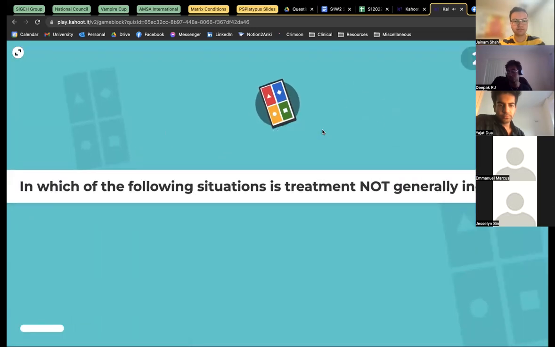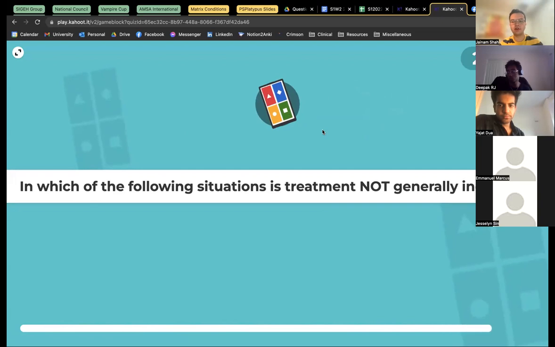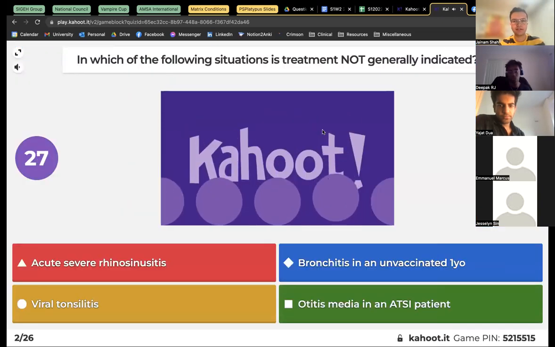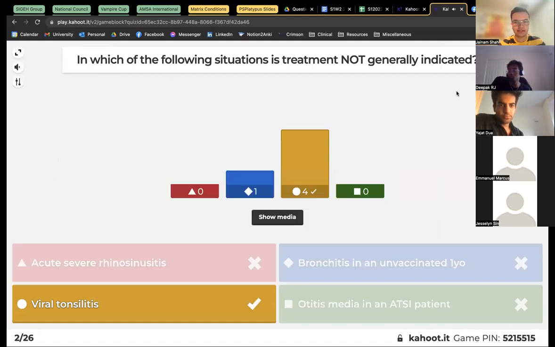All right, next question. In which of the following situations is treatment not generally indicated? Acute severe rhinosinusitis, bronchitis in an unvaccinated 1-year-old, viral tonsillitis, or otitis media in an ATSI patient? Awesome. Okay, so viral tonsillitis. I'm not sure if the person who actually put this question up is here, so I might just explain as much as my knowledge permits. As long as they're not severe infections, you can have a watchful waiting approach, because a lot of them will be self-limiting. So viral tonsillitis is one of them.